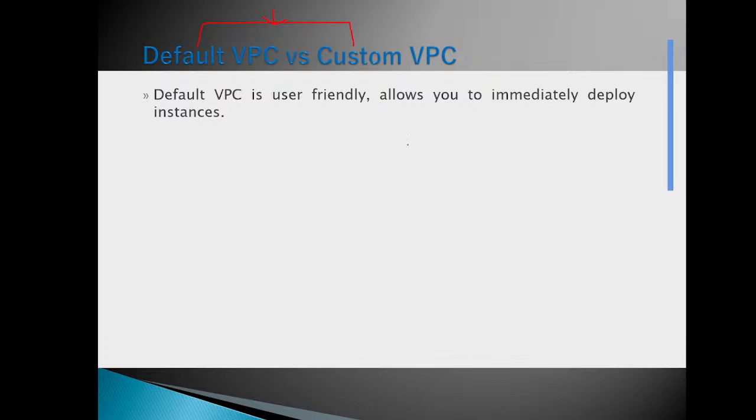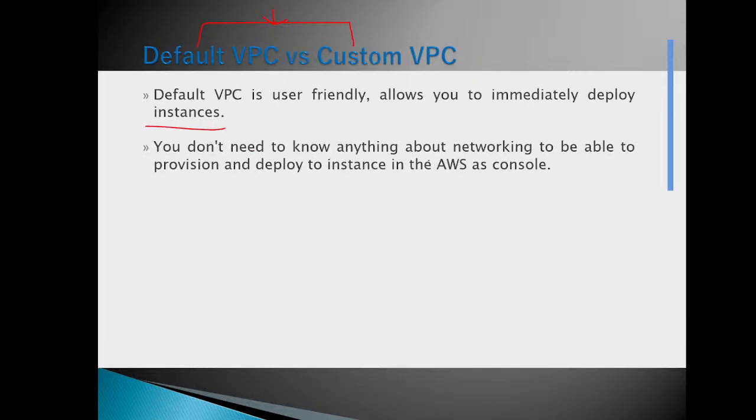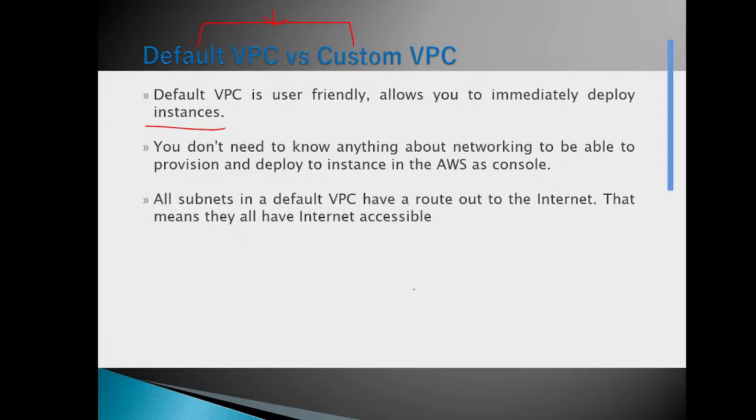Now, default VPC is user-friendly and allows you to immediately deploy the instance. You don't have to know anything about networking to be able to provision and deploy the instance. Till now, do you know anything about VPC? No. Still, you are able to play with your EC2 machines, RDS machines. All subnets in default VPC have a route to internet. That means that all your instances have internet.